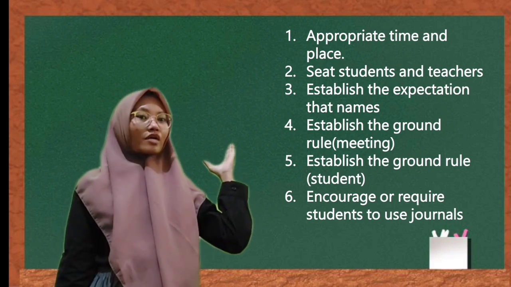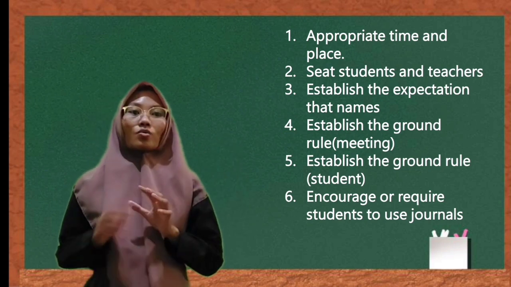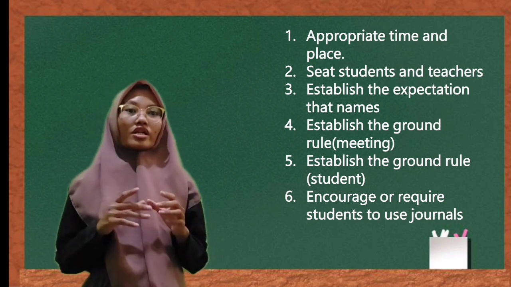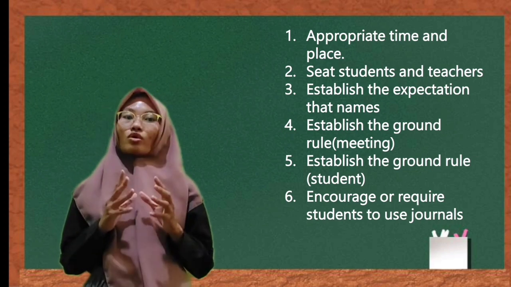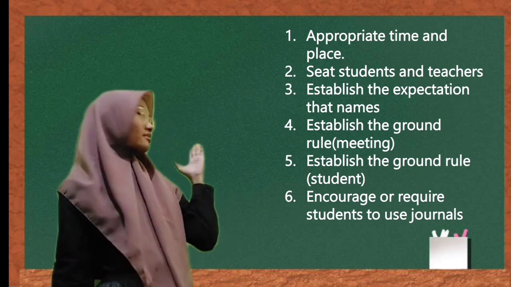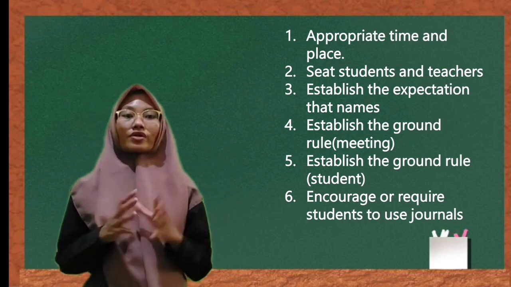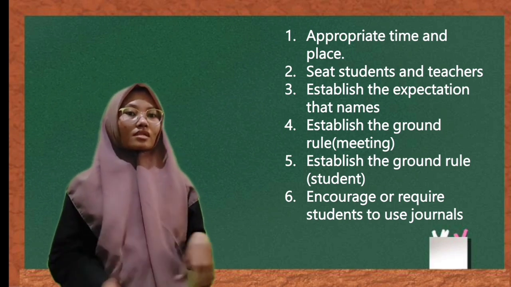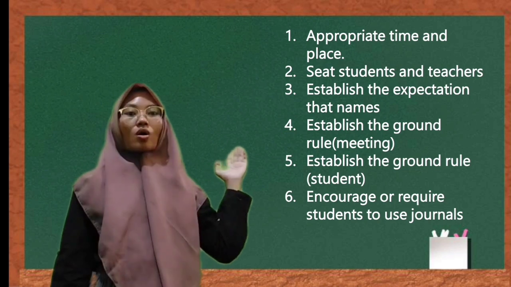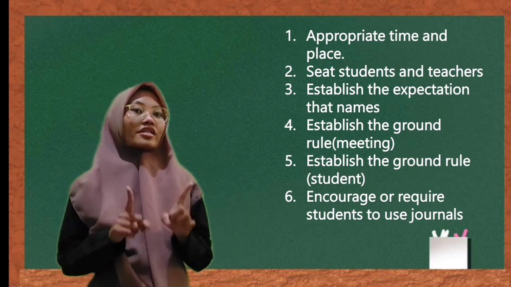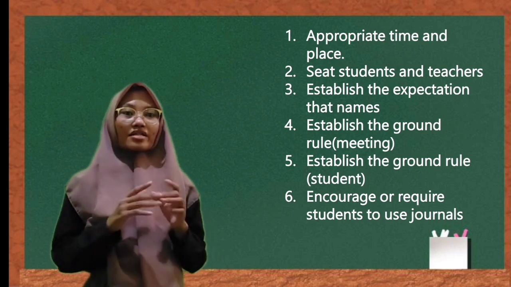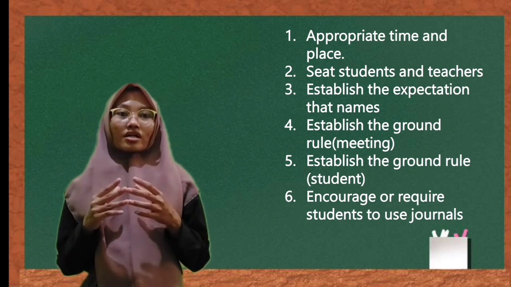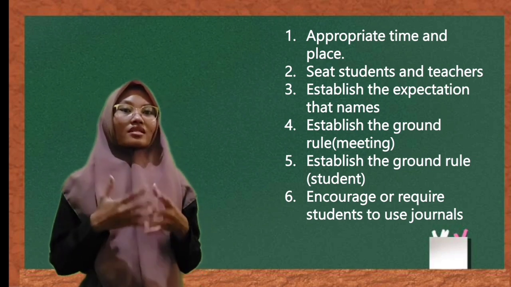Next, establish the ground rules for the meeting. Stay on the topic. Ground rules are guidelines that participants in a meeting agree to follow in order to make the meeting more productive and enjoyable. Next, establish the ground rule that students have the right not to participate in class meetings. Next, encourage or require students to use journals in conjunction with the class meetings. It's important because it encourages reflection, facilitates critical thought, expresses feelings, and helps in writing focused arguments.